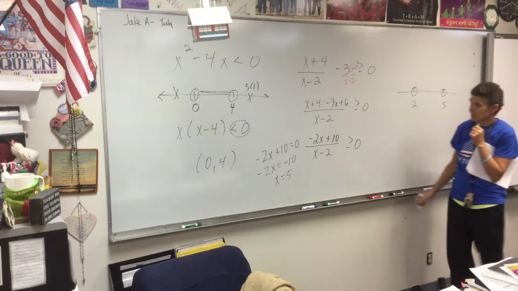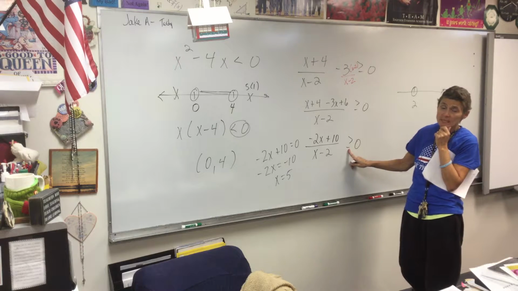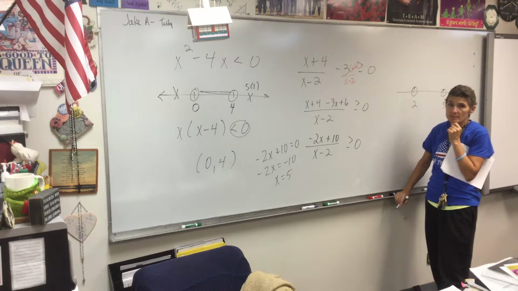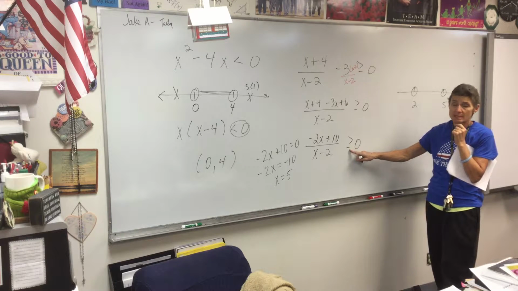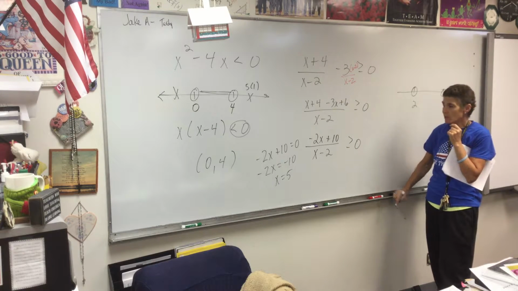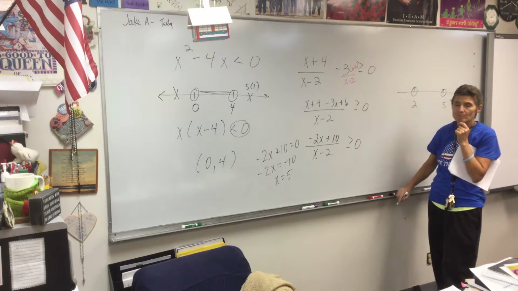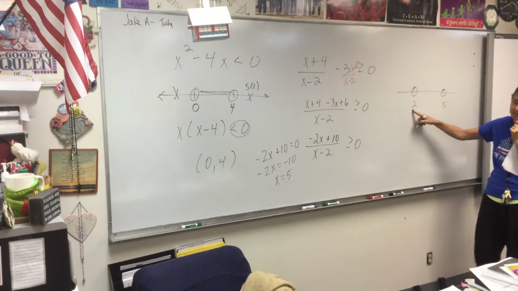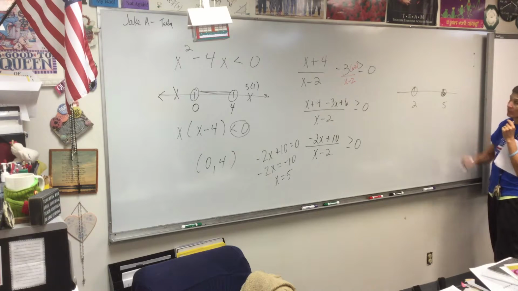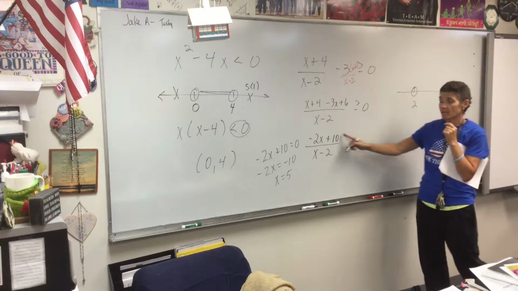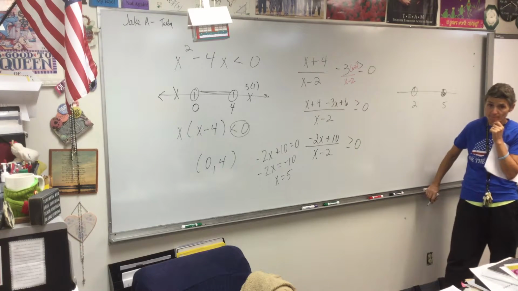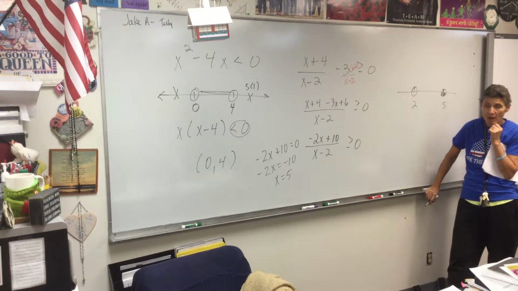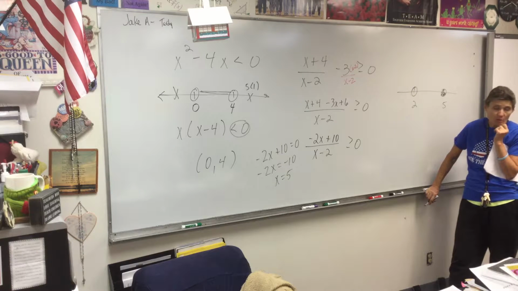Now you are tempted, because you see an or equal to, to color in both of those dots. But remember, denominators can never equal 0. So even though it says or equal to, the denominator won't equal 0. So that 2 has to be left open. The numerator can equal 0, so it's okay for the top dot to be closed in, but the bottom dot will never be closed in. Denominator dots are always open, no matter what.